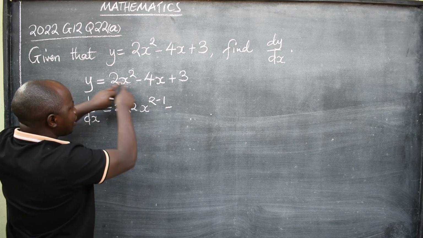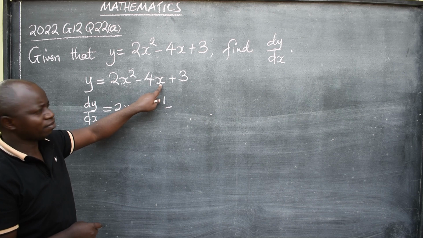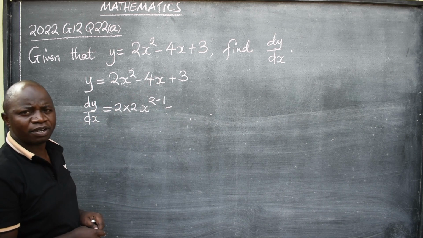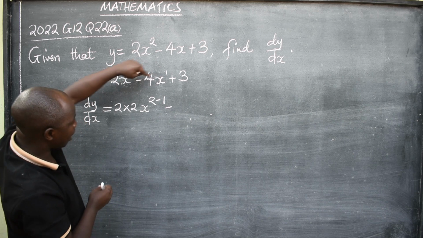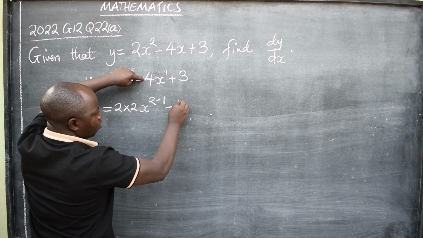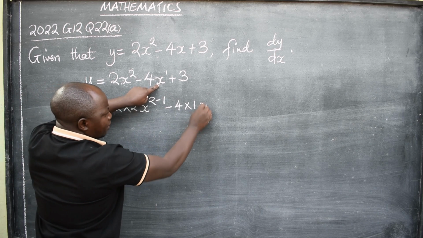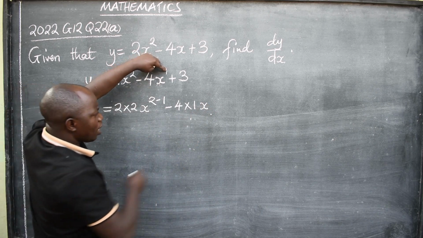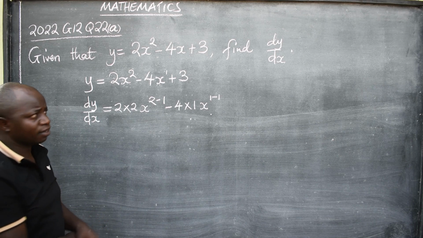Minus, we do the same. Look at x here. It is to the power what? There's no power, so if there's no power, it means 1. So we're going to say 1 times 4, which is the same as 4 times 1. Then write x. Then this one here, subtract 1. We are done with that.